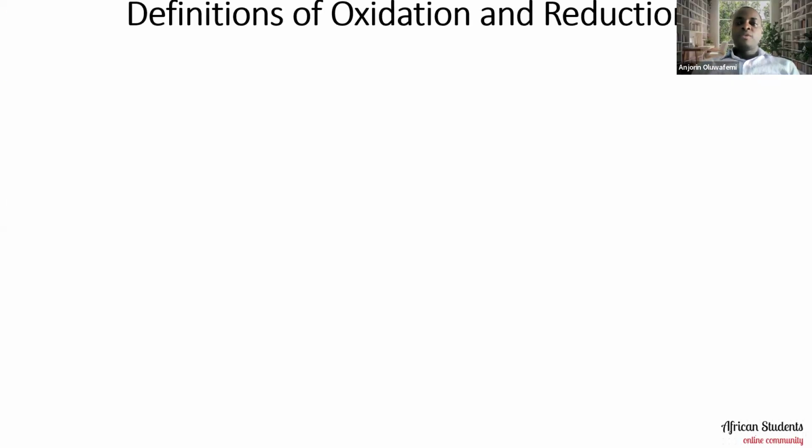We've talked about redox reactions and tried to explain what they are. The next thing that we need to look at is the definition of oxidation and reduction itself, and we're going to be looking at the definition from different angles. The first one is in terms of oxygen and hydrogen. So we want to define oxidation and reduction in terms of oxygen and hydrogen.